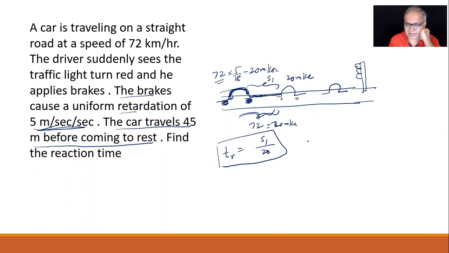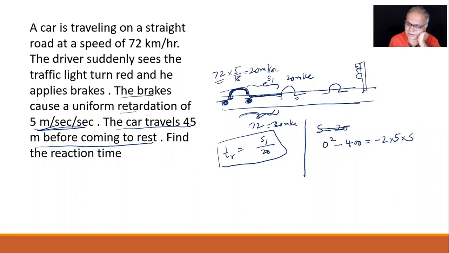No, tell me, what should I do? I'm asking you now. What is the next step? Can I write something like this, for example? S equals ut plus half at square, with u taken as 20? Or can I do something like this: final velocity 0, deceleration is there, initial velocity is there. 0 square minus 400 is equal to minus 2 into 5 into S.